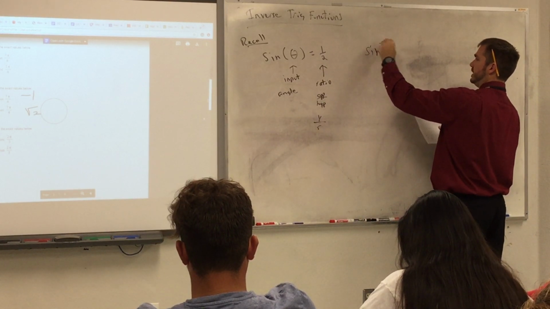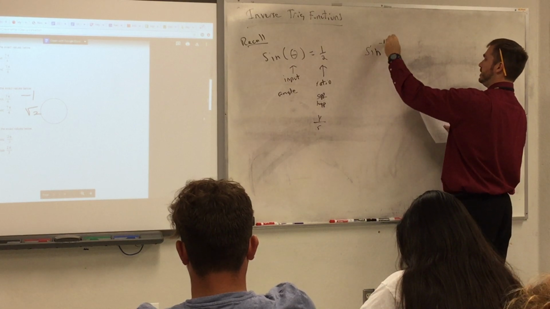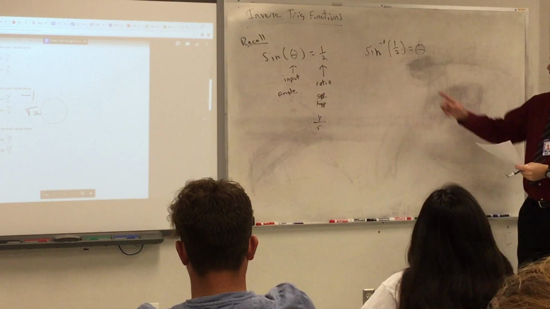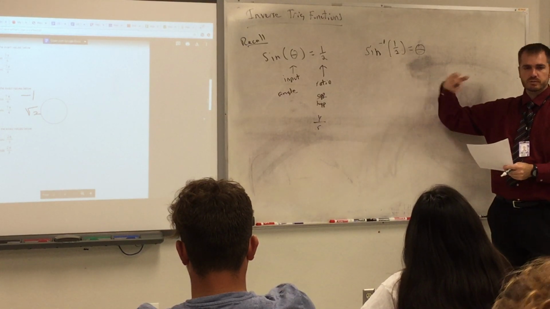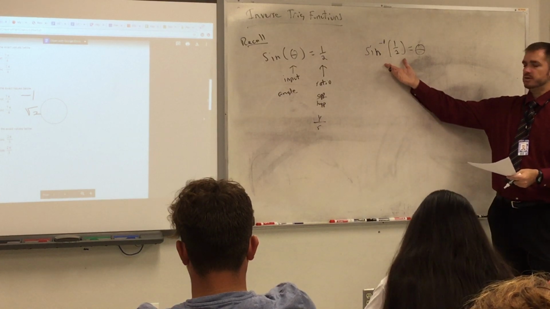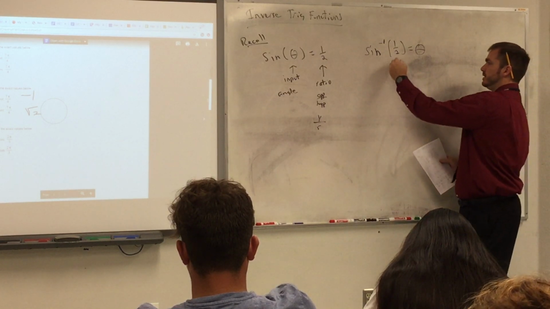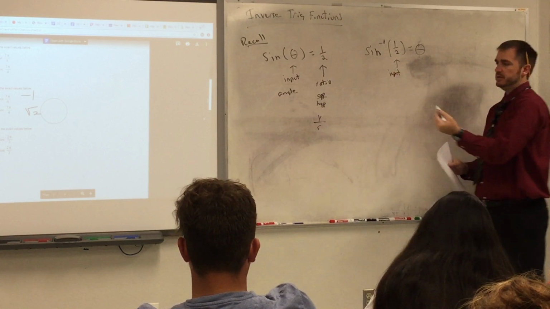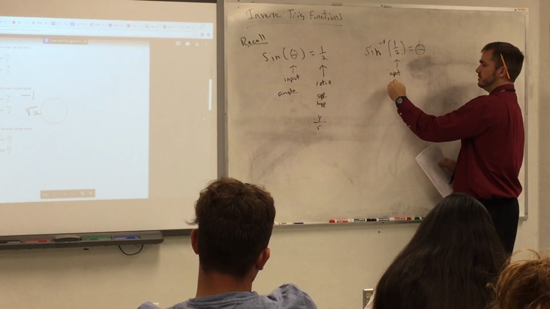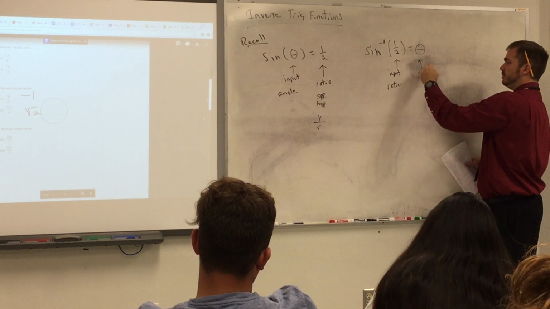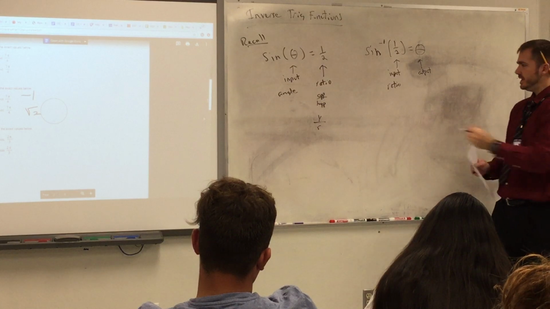So sine with a little -1 right here of 1/2 equals theta. We kind of did this before when we were doing right triangle trig and we wanted to find the angle, right? It was inverse sine, and here our input is the ratio, and our output is what? The angle.